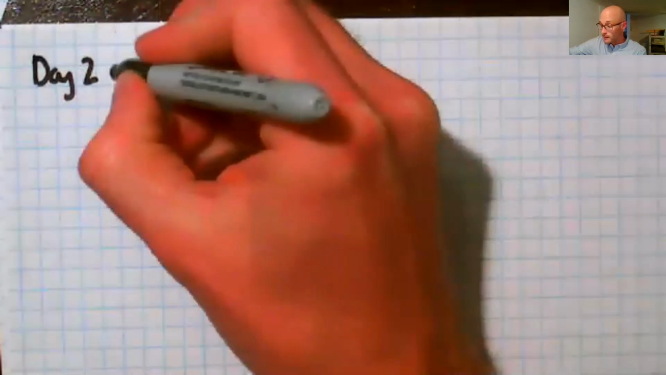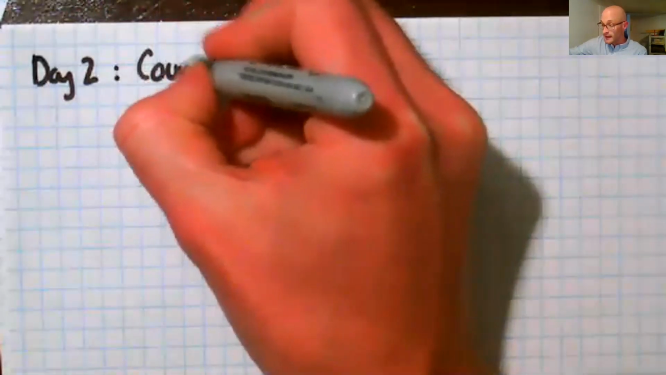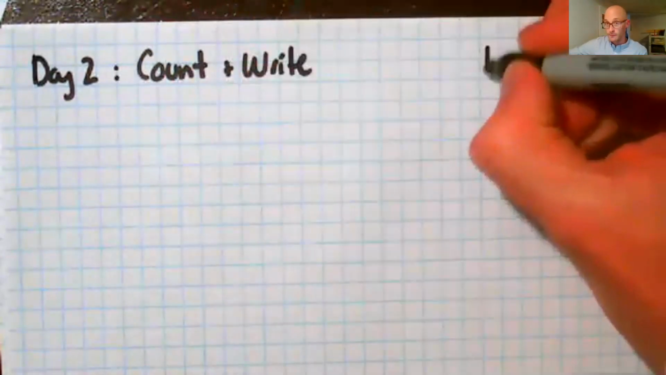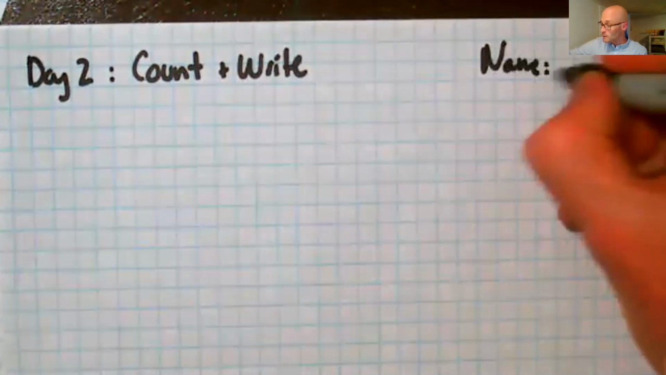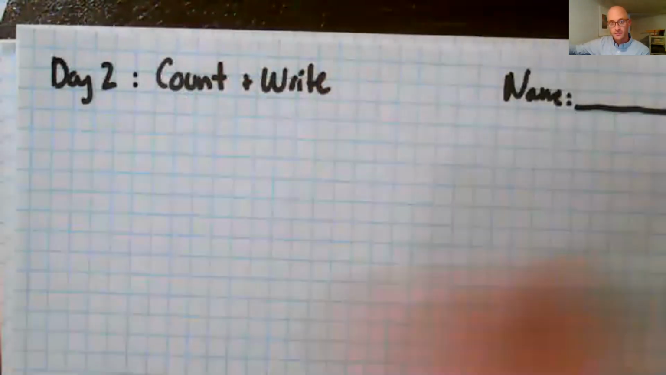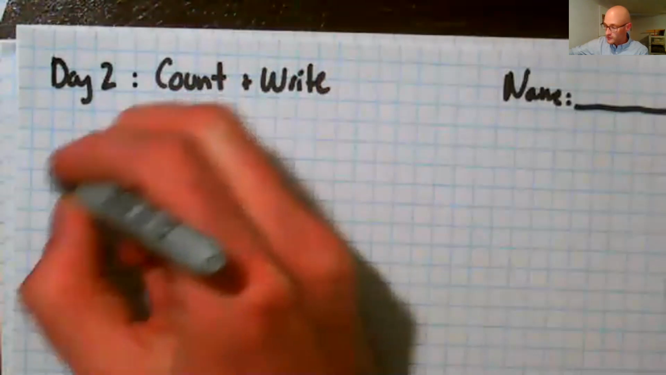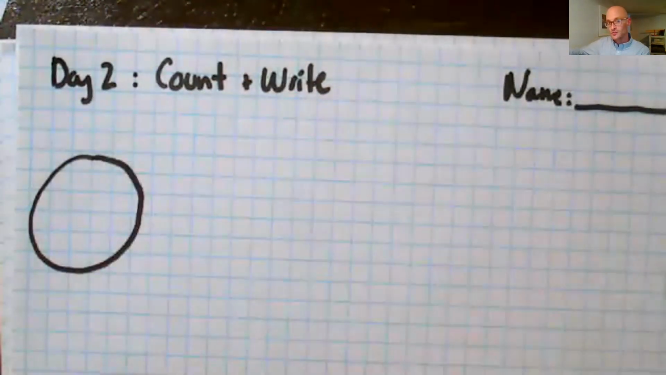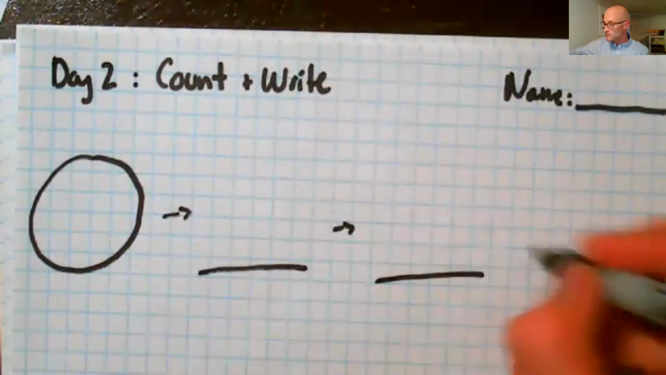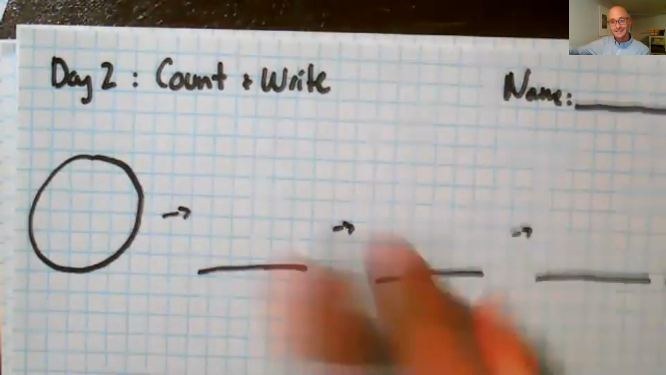So if you're not going to print out today's day 2 activity worksheet, it's really simple to make. I'm going to show you how to make it now. In the top left-hand corner, we're going to write day 2, and day 2 is count and write. And then over here, we're going to leave space for our name, just like our real worksheet. Next, we're going to create 6 kind of activity rows. And the first thing we need in our activity row is a circle. This is where I'm going to put my cup of change or make my pile of change. And then an arrow followed by 3 blanks. 1, 2, and 3.